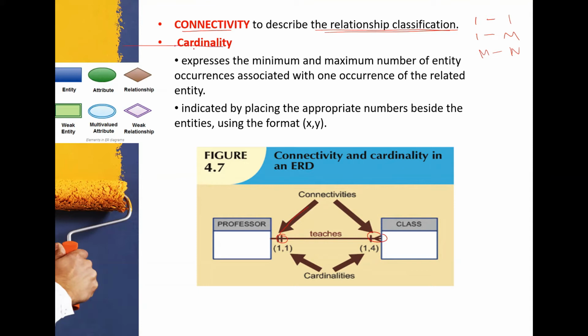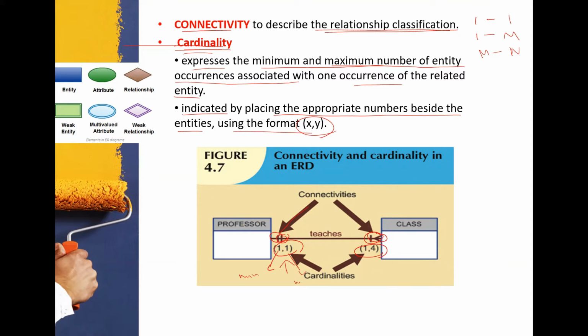Okay, so apa itu cardinality? Cardinality is express the minimum and maximum number of entity occurrences associated with one occurrence of the related entity, indicated by placing the appropriate number beside the entity using the format X, Y. So cardinality, this one. Awak nampak tak ni? Yang ini dikenali sebagai connectivity. This one is cardinality.